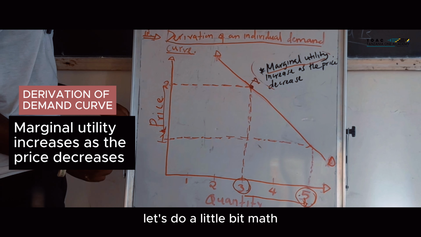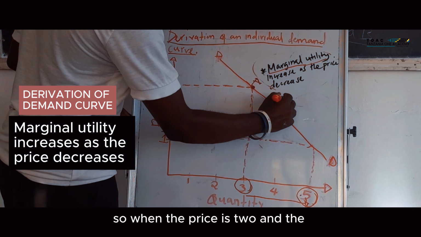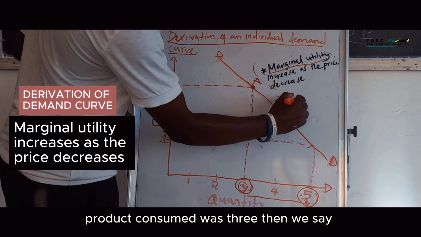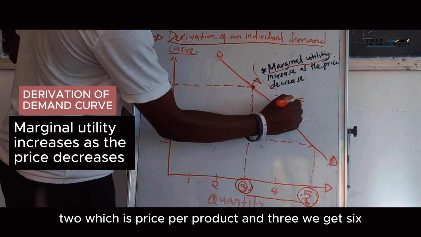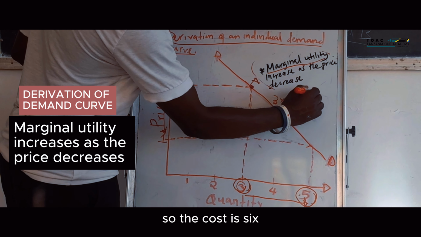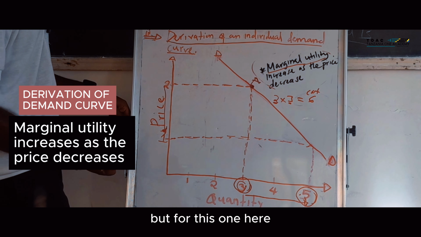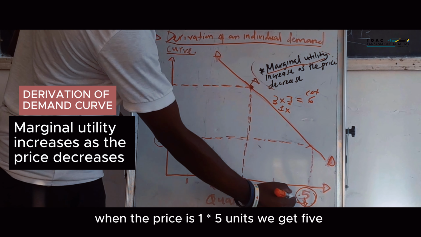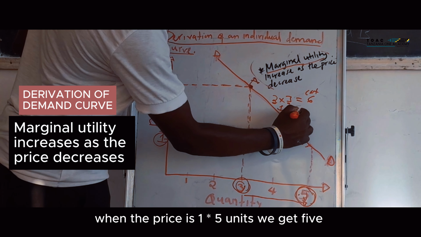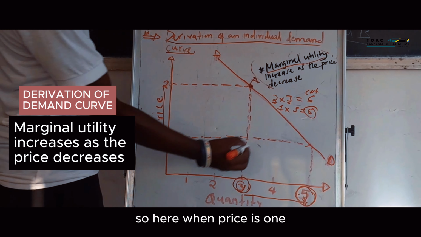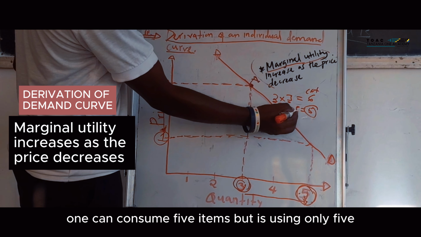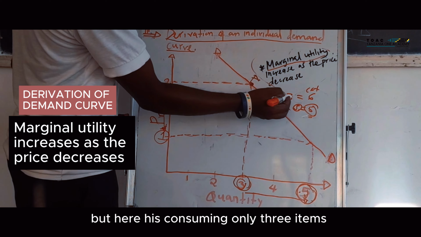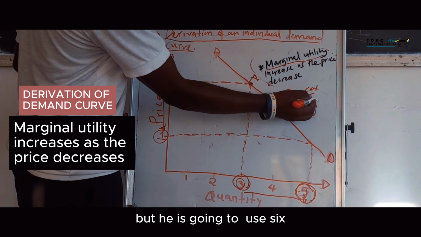Let's do a little bit of math. When the price is 2 and the product consumed was 3, then 2, which is price per product, times 3, we get 6. So the cost is 6. But when the price is 1, times 5 units, we get 5. So when the price is 1, one can consume 5 items but is spending only 5. But here, he's consuming only 3 items, but he's going to spend 6.